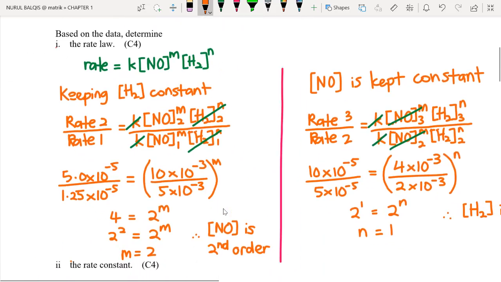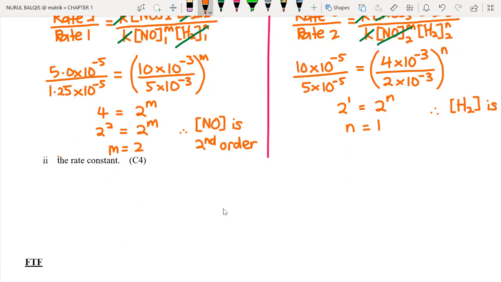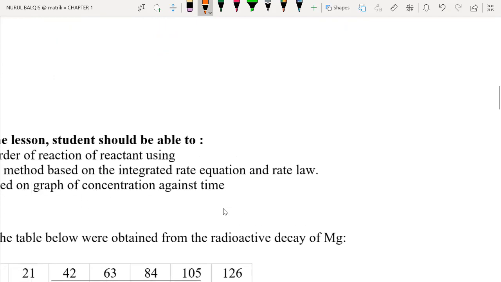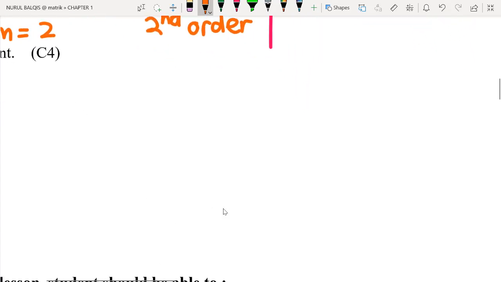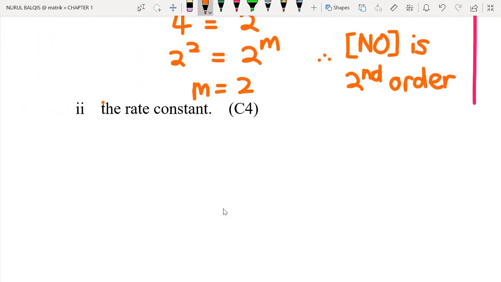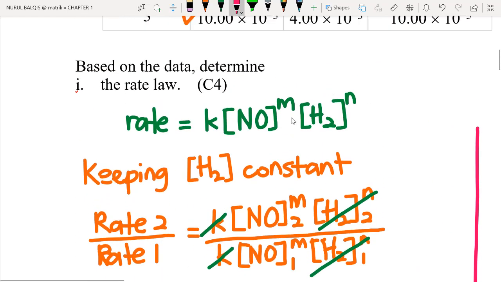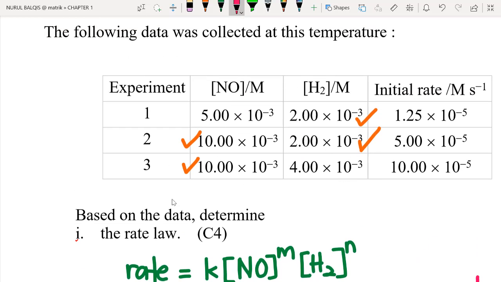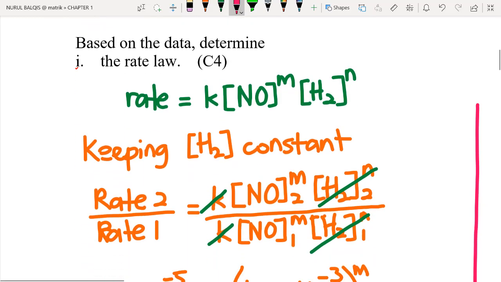Next question, they ask you for the rate constant. So we know that rate constant is actually k. So how do we calculate k? We already know the order of reactions. Can we find the k? Yeah, you can simply take any number in this table. Maybe you take this experiment 1. You can use this data, and also you can find the k.